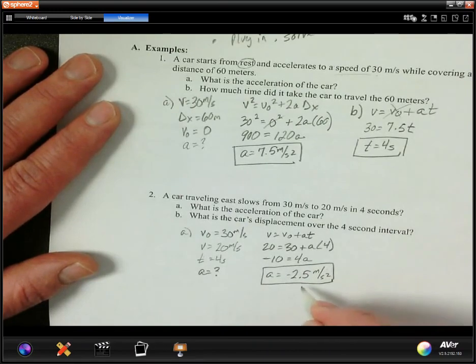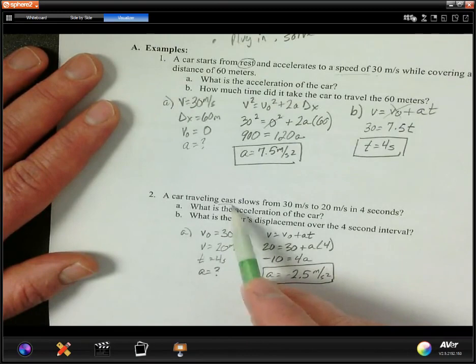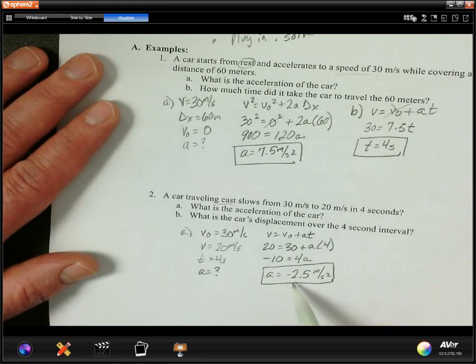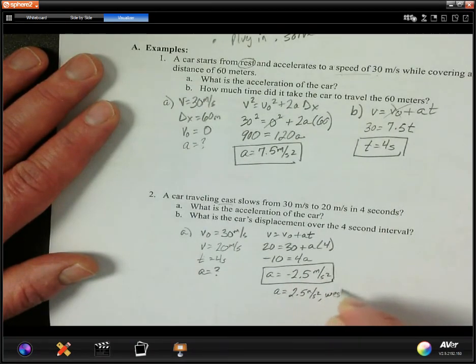What does the negative mean there? It really means direction. The car was going east, but it's slowing down. And you can think of the acceleration as a push. So we have to push it back west for it to happen. So we could also write a is 2.5 meters per second squared west.